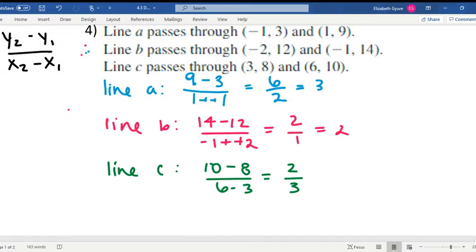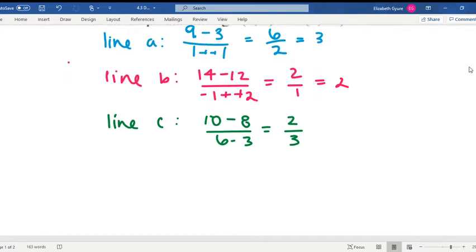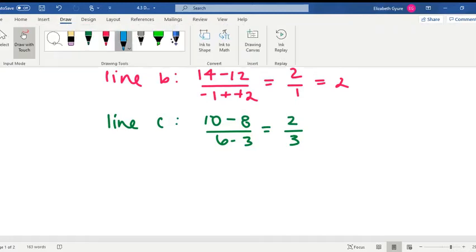All right. Are any of these the same? So are any of them parallel? No, none of these are parallel. So you could just say none. That would be fine.